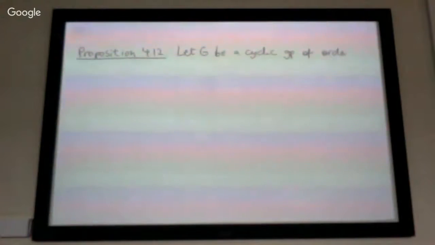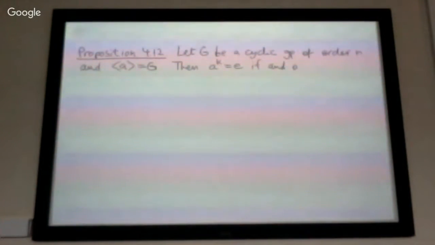Okay, there's a proposition. It says that if G is a cyclic group of order n, and a is a generator of G, then the k-th power of a is the identity if and only if k is a multiple of n.